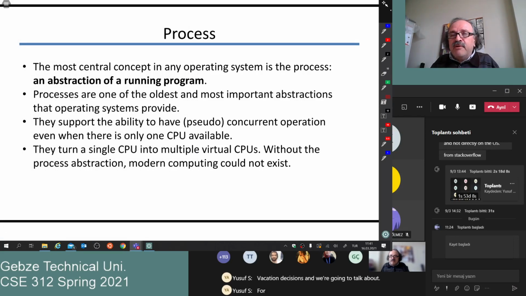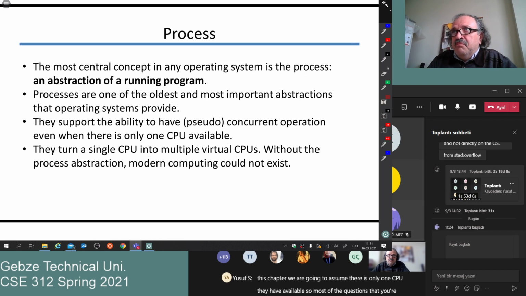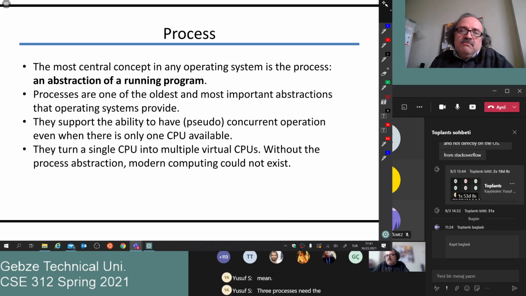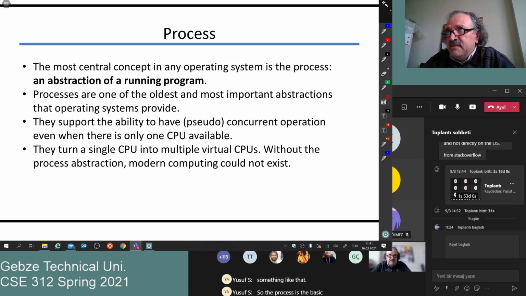For now, we are going to talk about how we satisfy the requests of the processes in terms of CPU. All the processes need the CPU, okay? So how should I manage these CPU resources? And most of the time in this chapter, we are going to assume there is only one CPU available. So most of the questions that you are asking can be posed with respect to the CPUs. I mean, if three processes need the CPU, who's going to get it first?